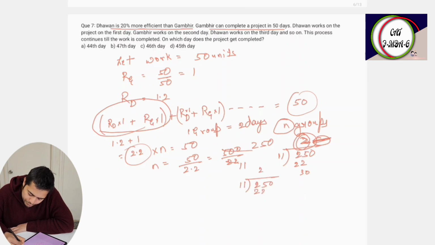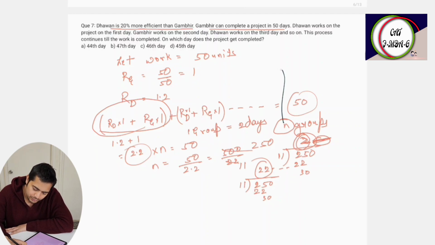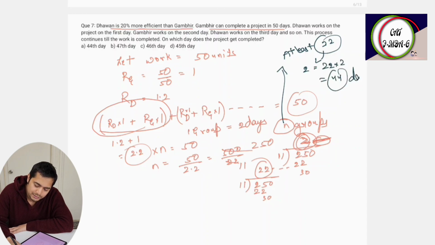250 divided by 11 to 22, 30, 11 to 2. So 22 point something. Point something we do not have to calculate. So definitely 22 groups are there, at least 22. In one group 2 days. So 22 into 2 is equal to at least 44 days.